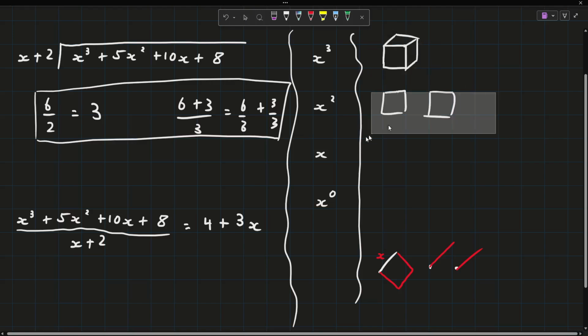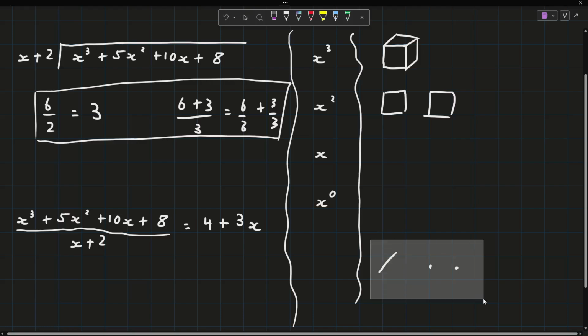Now we just have cubes and squares left over, so you might be able to guess, but I want you to try to guess, what could we multiply? This is what we're dividing by, it's just x plus 2. What could we multiply this by so that we're working in terms of cubes and squares?